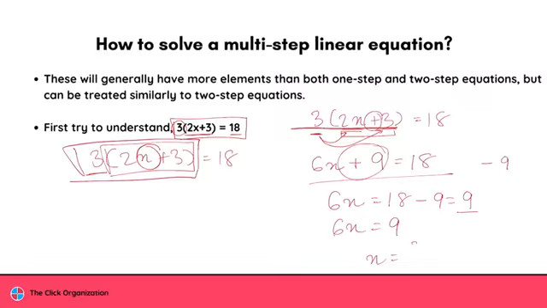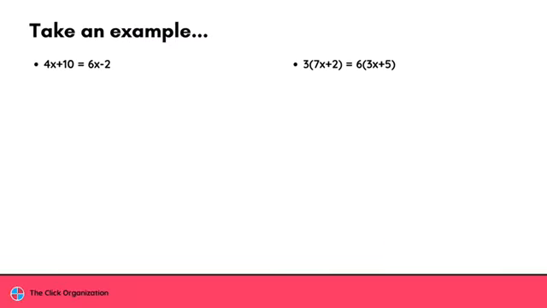Now, let's take another example. So, over here, we have two multi-step linear equations. Let's tackle the first one. 4x plus 10 is equal to 6x minus 2. Over here, we can already see a bit of a problem. We have two variables over here, and one set of numbers on opposite sides of the equation. Let's write this down.